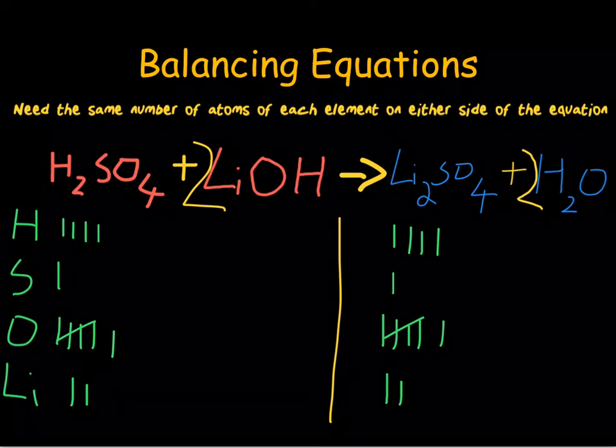If we now look at our numbers, we have 4 hydrogens on the left-hand side and 4 hydrogens on the right-hand side.